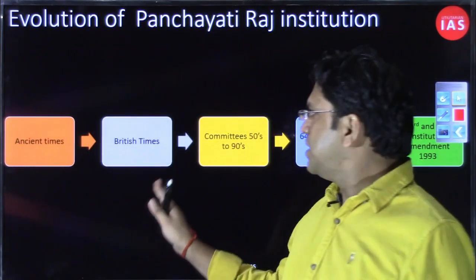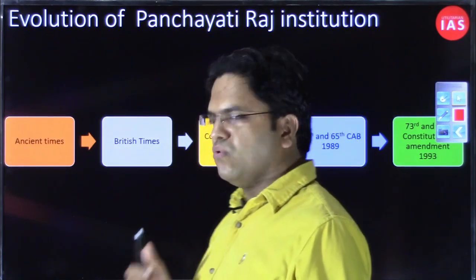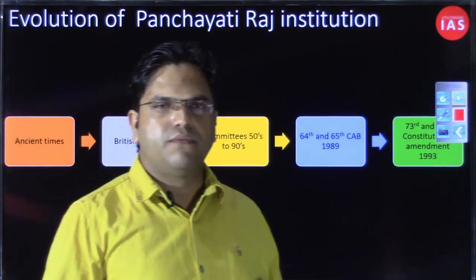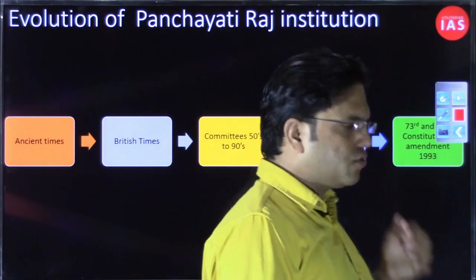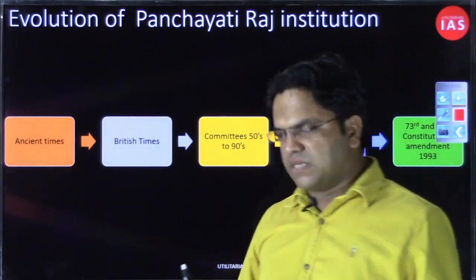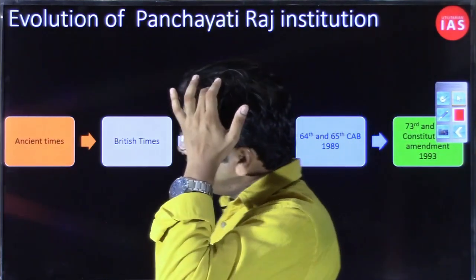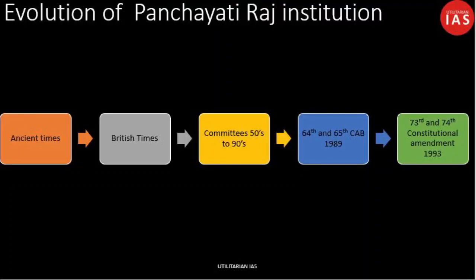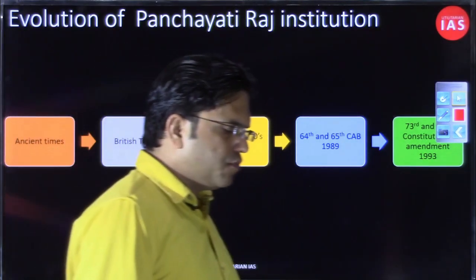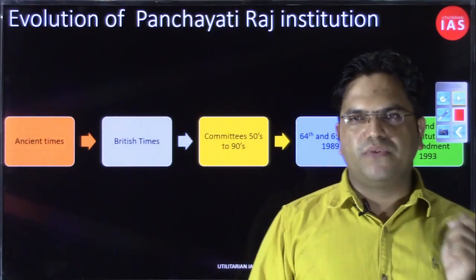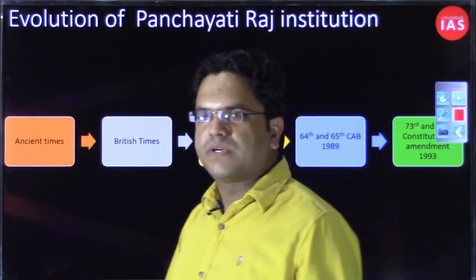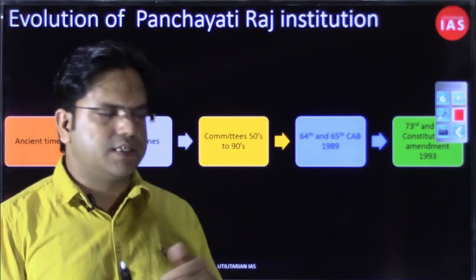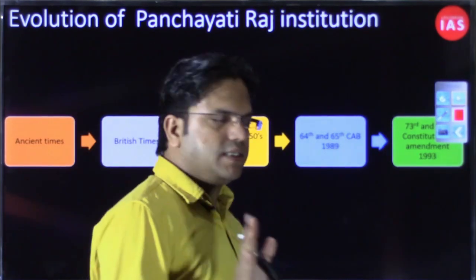Thereafter, once British time is over, 1947 is over, you have Article 40, which talks about village councils and panchayats. But that has been put up under the DPSP, as a stated goal. Then we will move to post-independence India, to see what has been the situation of these panchayats, and what kind of commissions and committees were set up after the 50s until 1993.